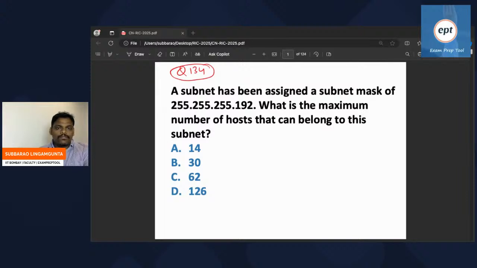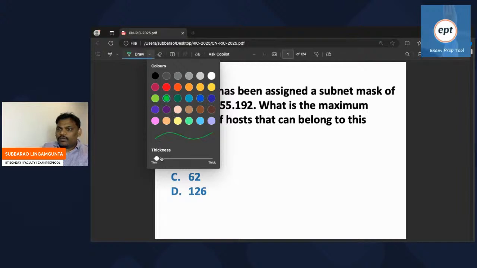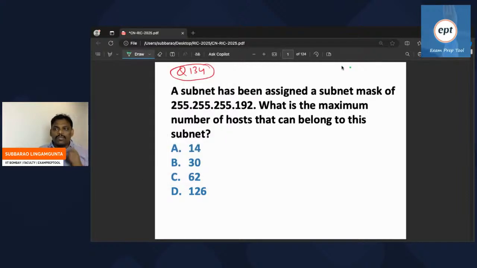Fine. So welcome to this session. Let's see the PYQs of computer network. In this class we are going to discuss approximately 20 PYQs of computer network.